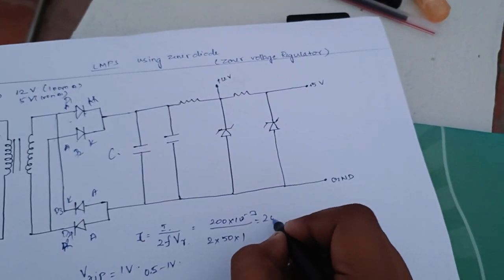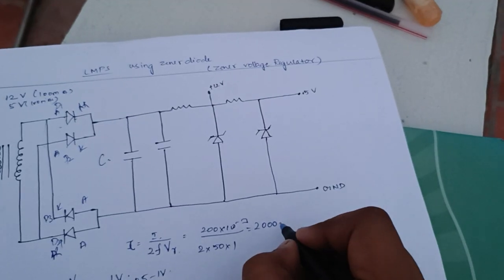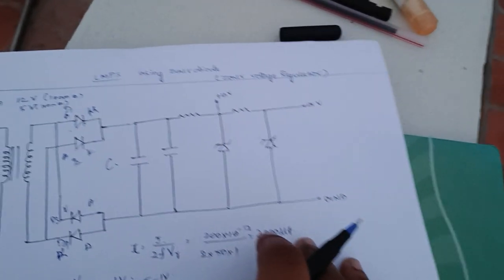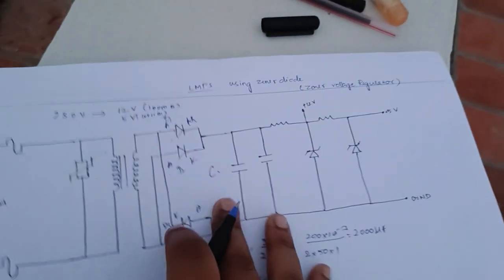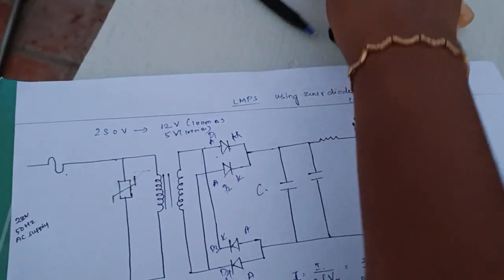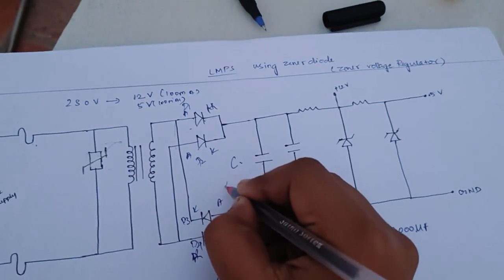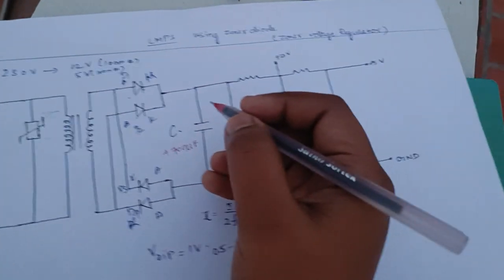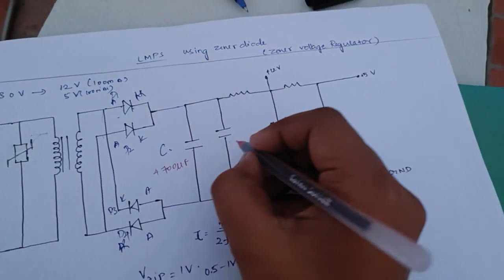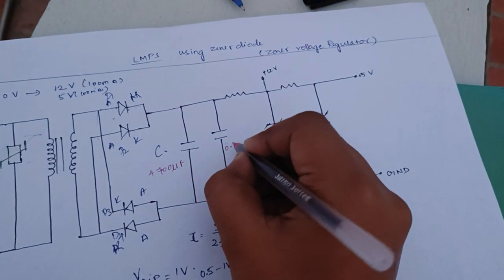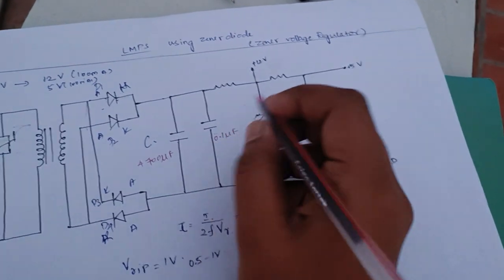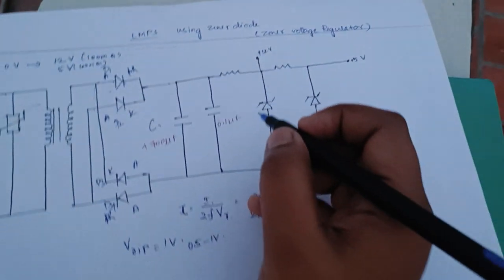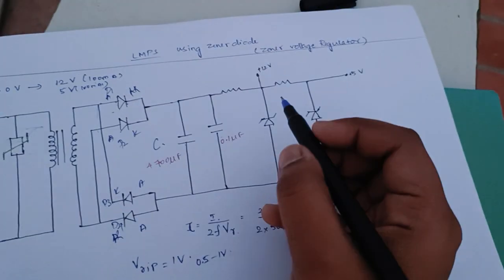Okay, when we are solving this, we will get 2000 microfarad. Generally we will take the capacitor in the range of microfarad, so we are taking 2000 microfarad. So the standard value we can take like this as 4700 microfarad. Okay, so this is what we are taking. And here this capacitance we can take like a 0.1 microfarad, just enough. This is just for the filtering value. Okay, so up to the capacitor we have seen.